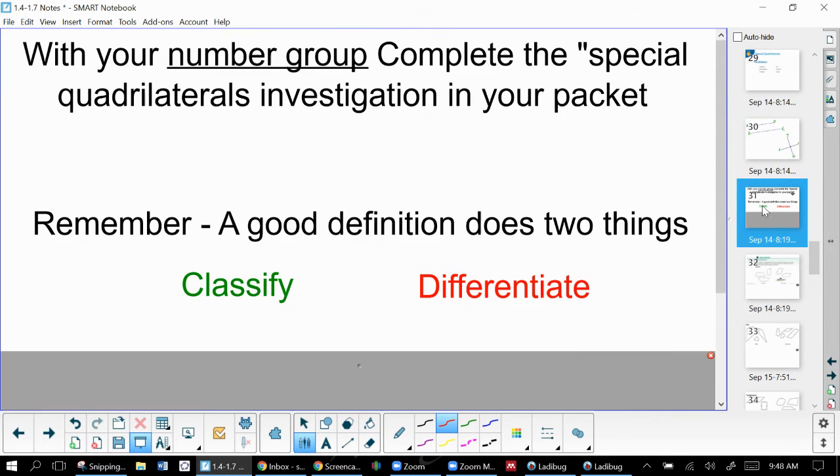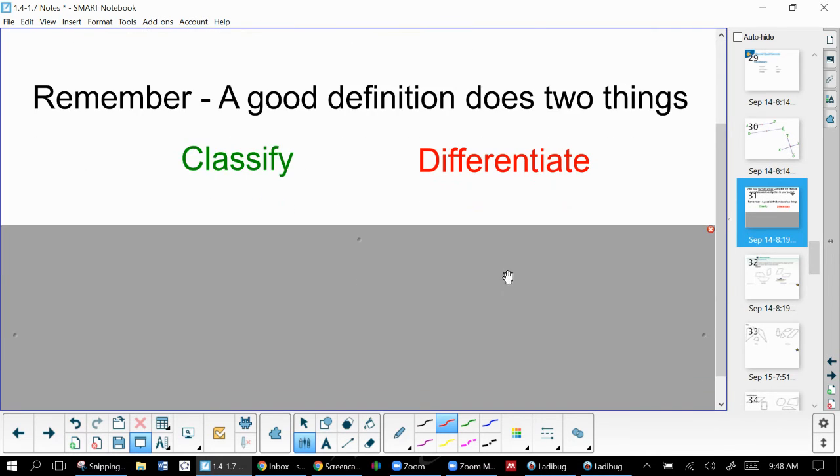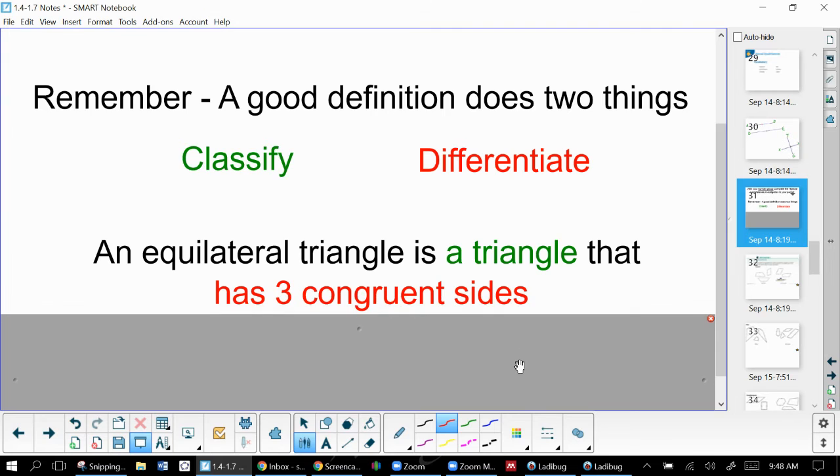Okay, so in this activity, you're not working with your group, sorry. We're going to write a definition. Remember, a good definition does two things. It classifies and it differentiates. Classify meaning that it tells you what it is. Differentiating meaning it tells you how it's different from the other things like it. So from the ones we just talked about, an equilateral triangle is a triangle. It's what it is. That has three congruent sides. That is how it's special.